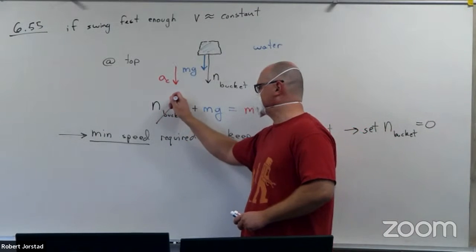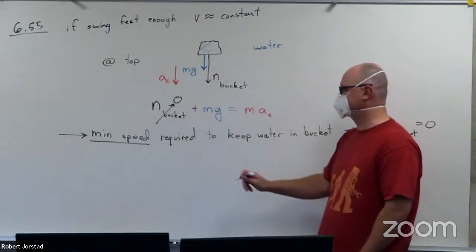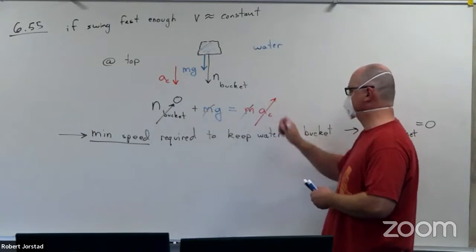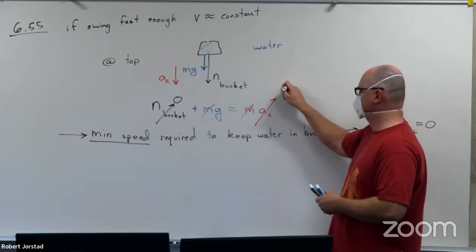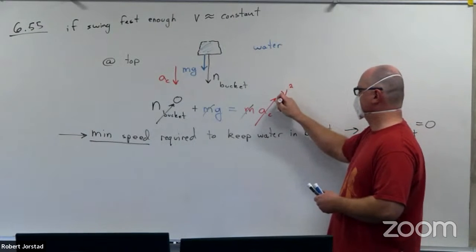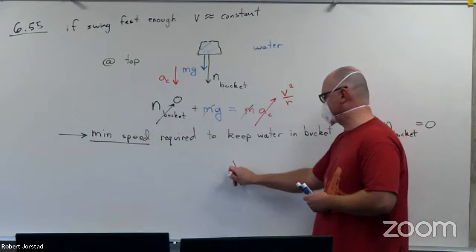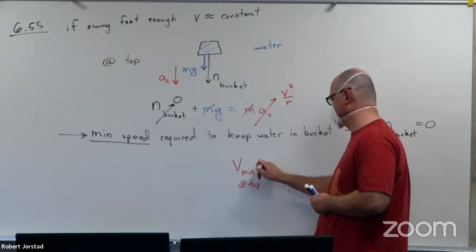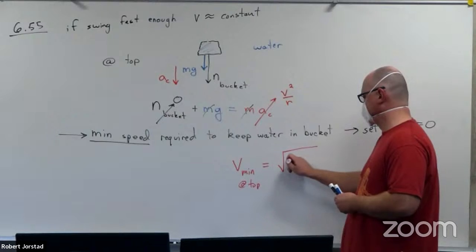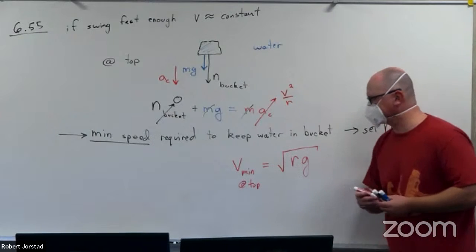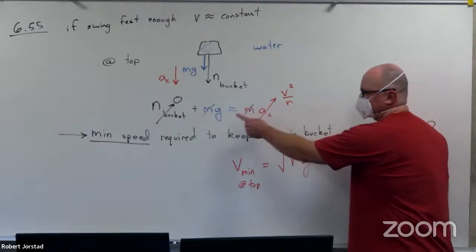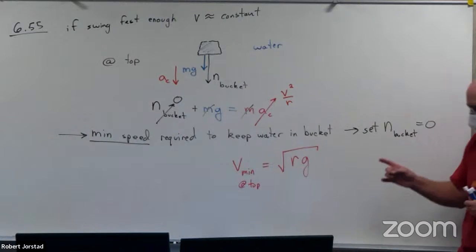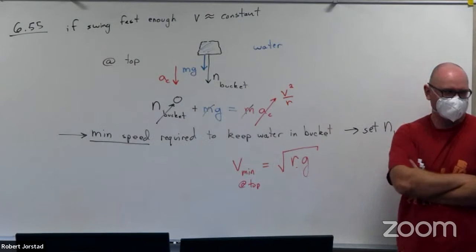If we set this to 0, what drops out? What's AC? What's the equation? AC equals g, V squared over R. You're going to cross multiply by R, so you get Rg, and then square root it. So the minimum speed at the top needs to be square root of Rg.